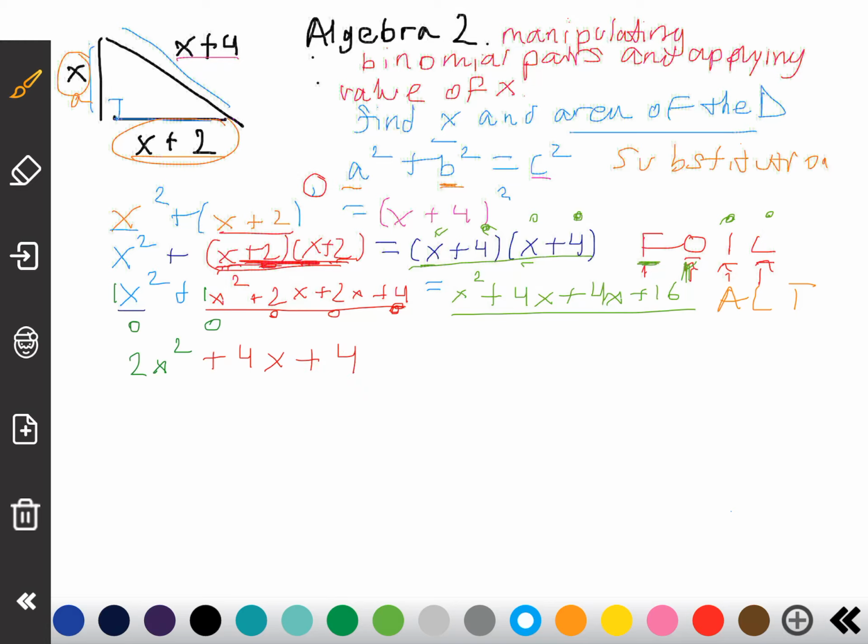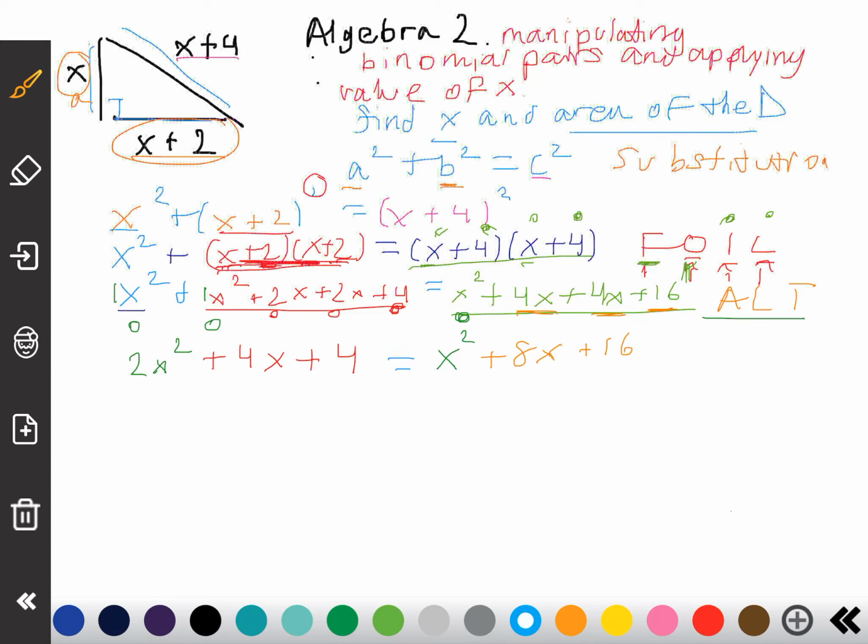This is all equal to, and then again, we'll be applying the add like terms property for the right side. X squared on this side doesn't have any other like terms to combine, so I'll just put x squared. 4x and 4x gives us plus 8x. And then we have that 16 at the end, which doesn't have any other like terms, so that's plus 16.